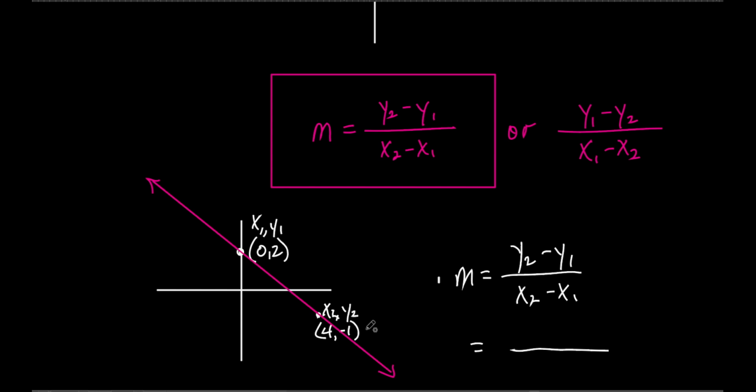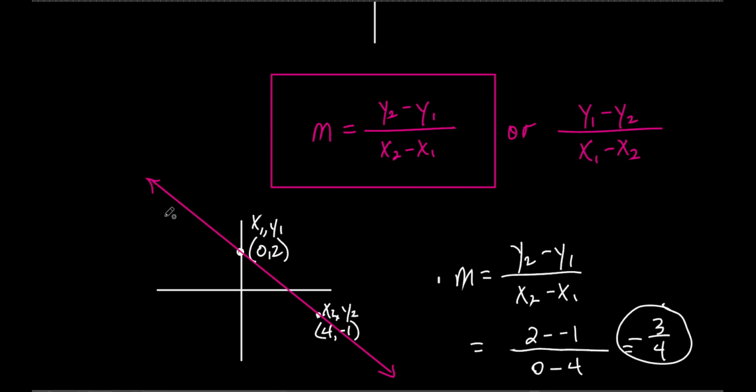All right, let's go 2 minus -1. And now we have to go with the x's in the same exact direction. So if I started with 2, I have to start with 0. So it's 0 minus 4. And this is positive 3. This is not 3 over 4. It's negative 3 over 4.